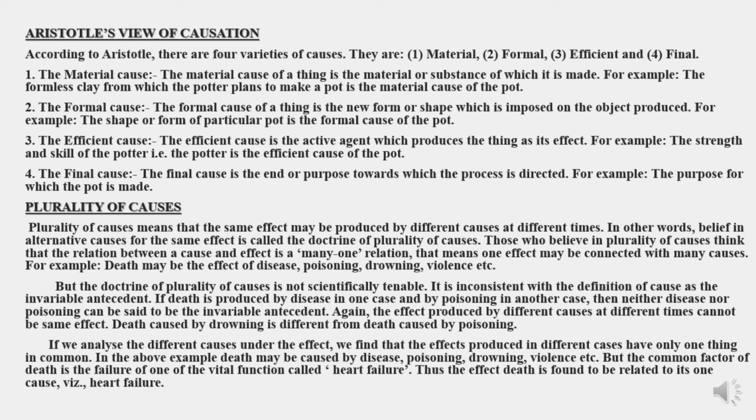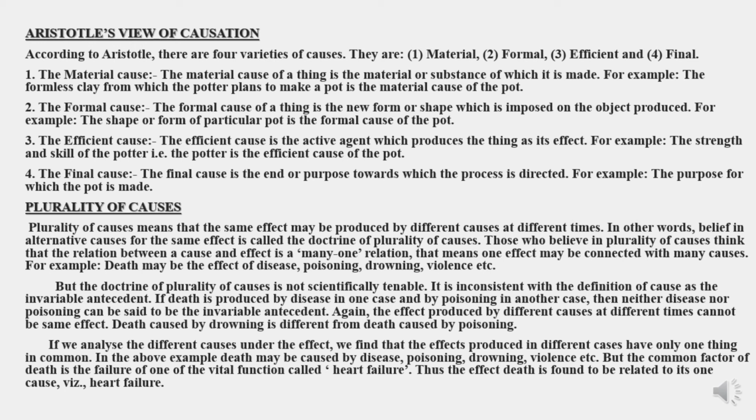Now, what is plurality of causes? Plurality of causes means that the same effect may be produced by different causes at different times. In other words, belief in alternative causes for the same effect is called the doctrine of plurality of causes. Those who believe in plurality of causes think that the relation between a cause and effect is a many-one relation. That means one effect may be connected with many causes. For example, death may be the effect of disease, poisoning, drowning, violence, etc.